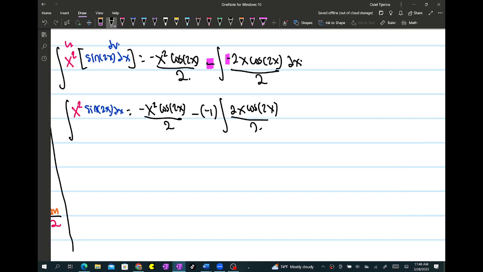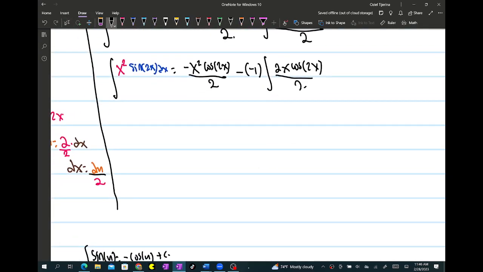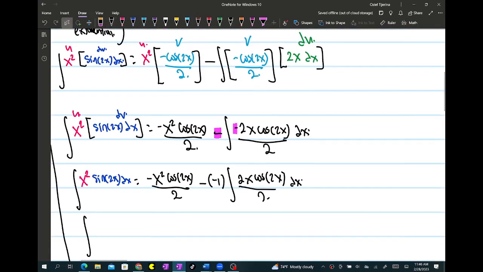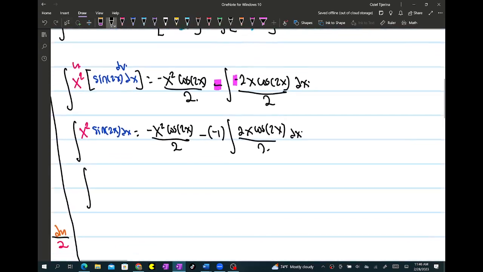I'm just taking that out, right? So this becomes the integral. So this is really what we have so far, right? Hopefully this makes sense, right? You're using algebra here to clean it up, right?